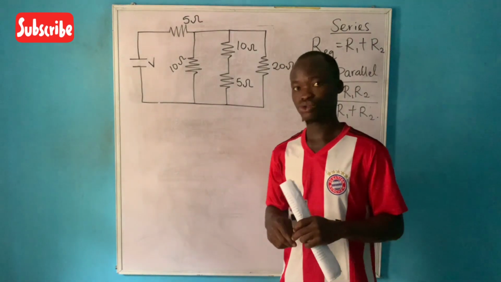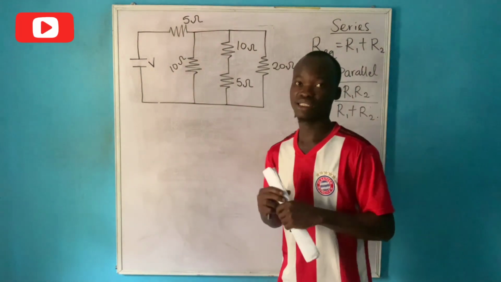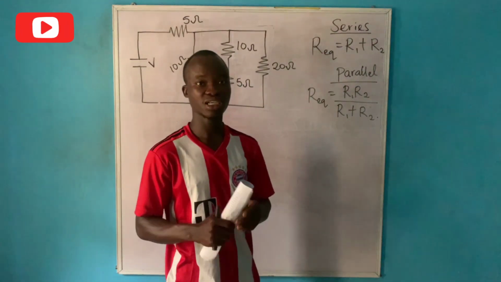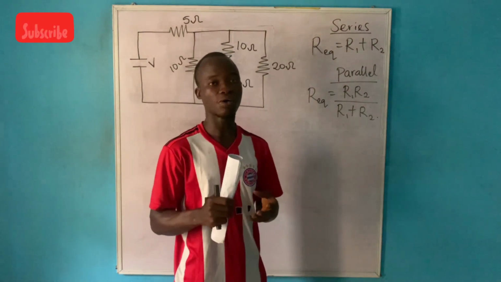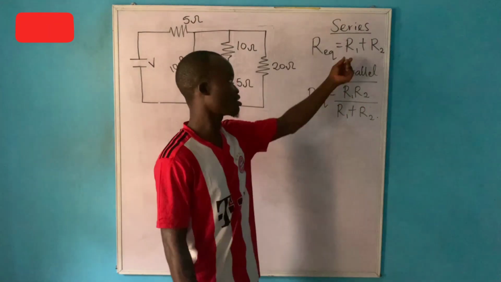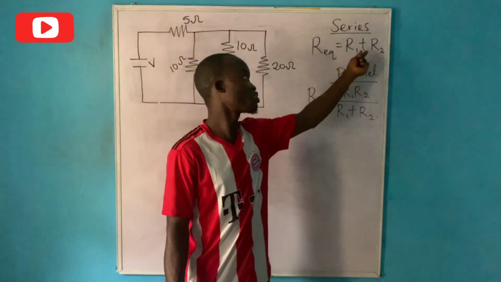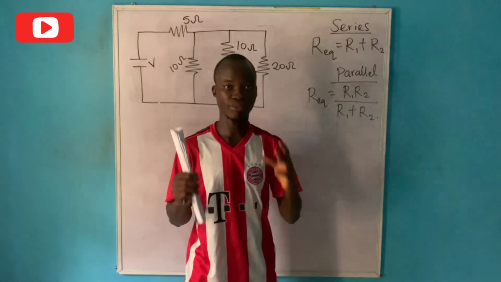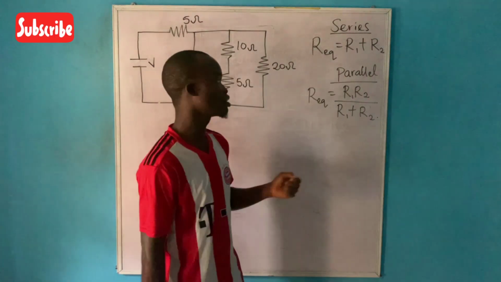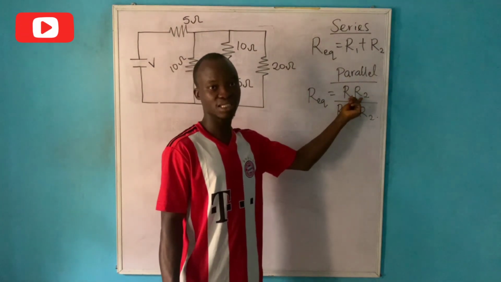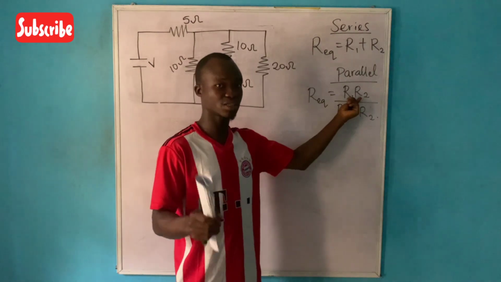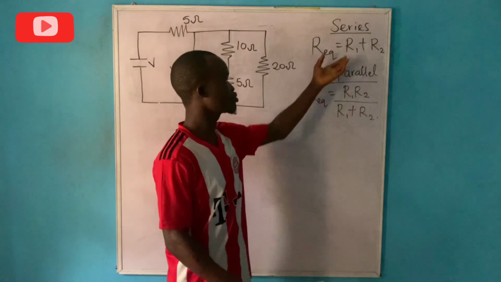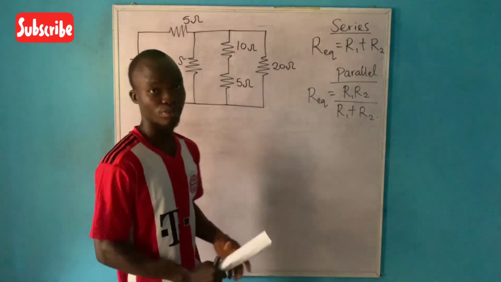But before that, we need to know that when 2 resistors are connected in series, the equivalence of the 2 resistors is simply the algebraic sum of the 2 resistances, that is adding the resistance of the first resistor plus the resistance of the second resistor. And when 2 resistors are connected in parallel, the equivalence resistance is simply the product of the first and second resistance over the sum of the first and second resistance. So we'll be making use of this to solve this problem on the board.